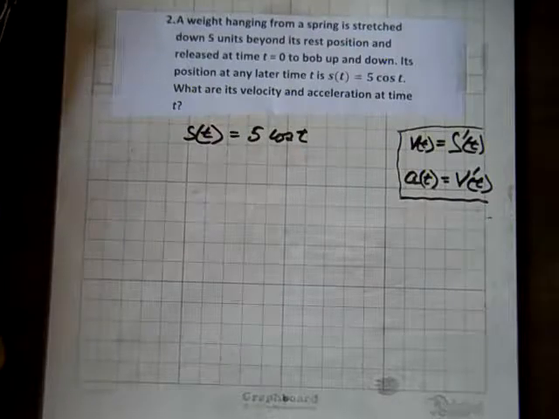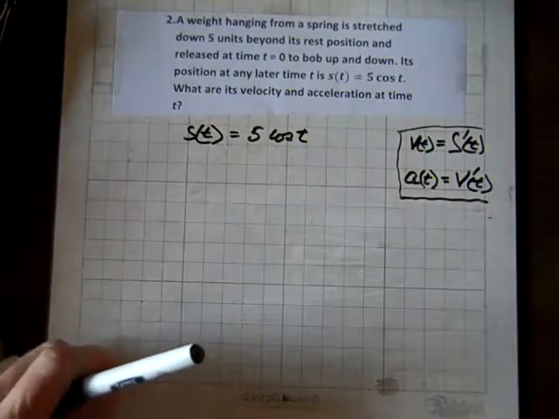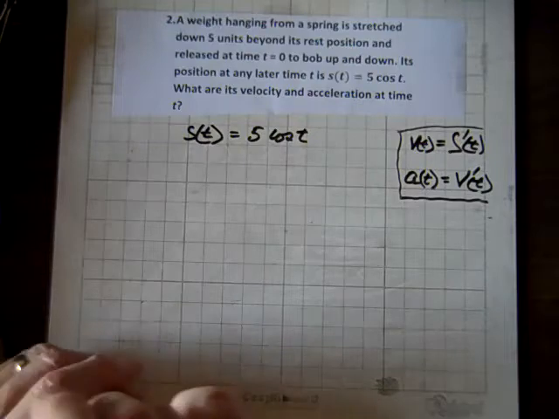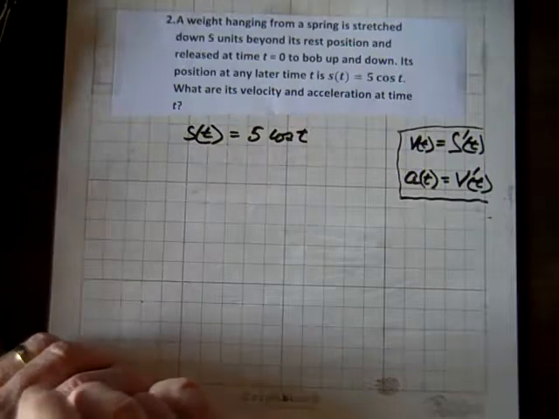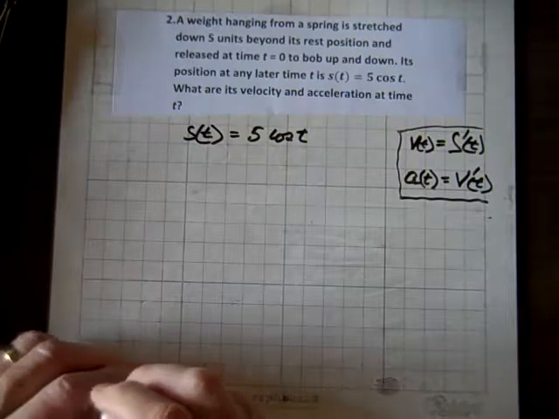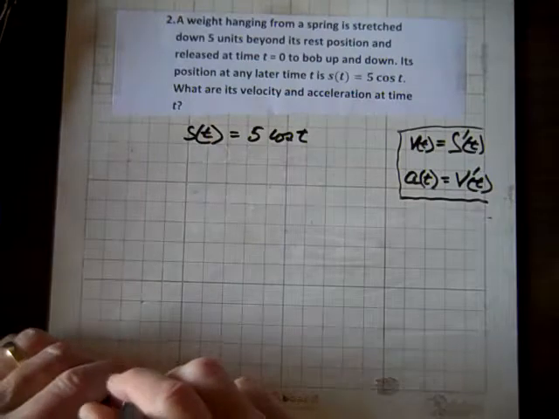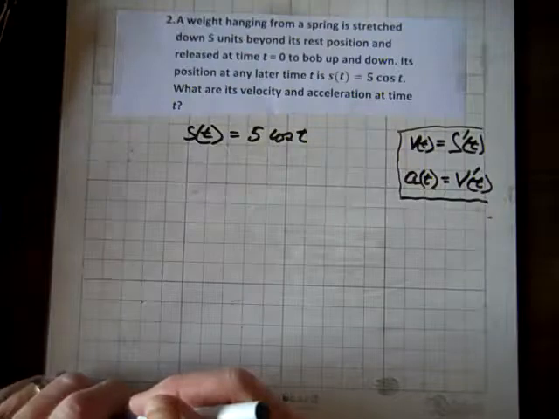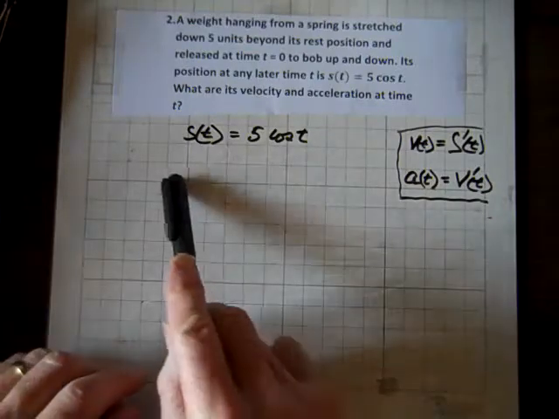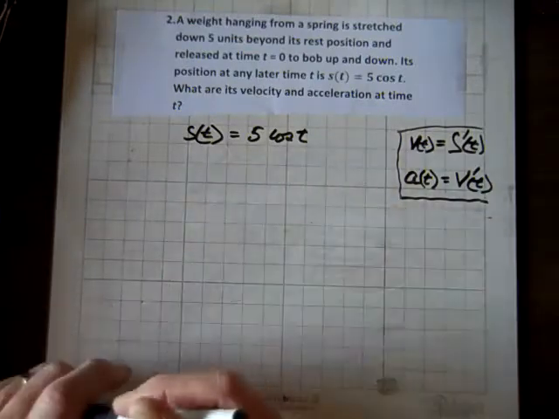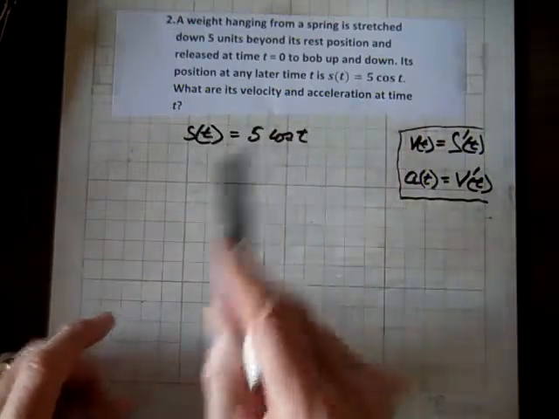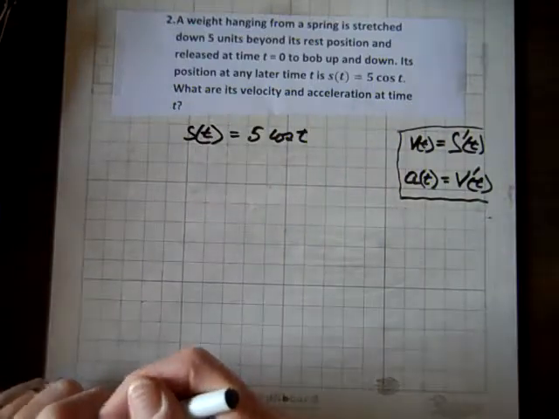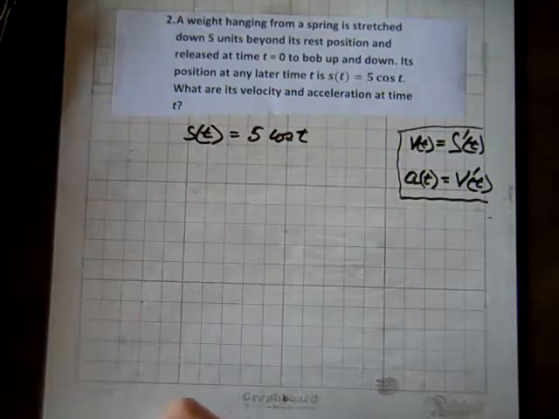Okay, so for number 2, we've got a weight hanging from a spring, and it's stretched down 5 units beyond its rest position and released at time 0 to bob up and down. So its position at any time t is 5 cosine of t. So they want us to find the velocity and the acceleration at any time t.